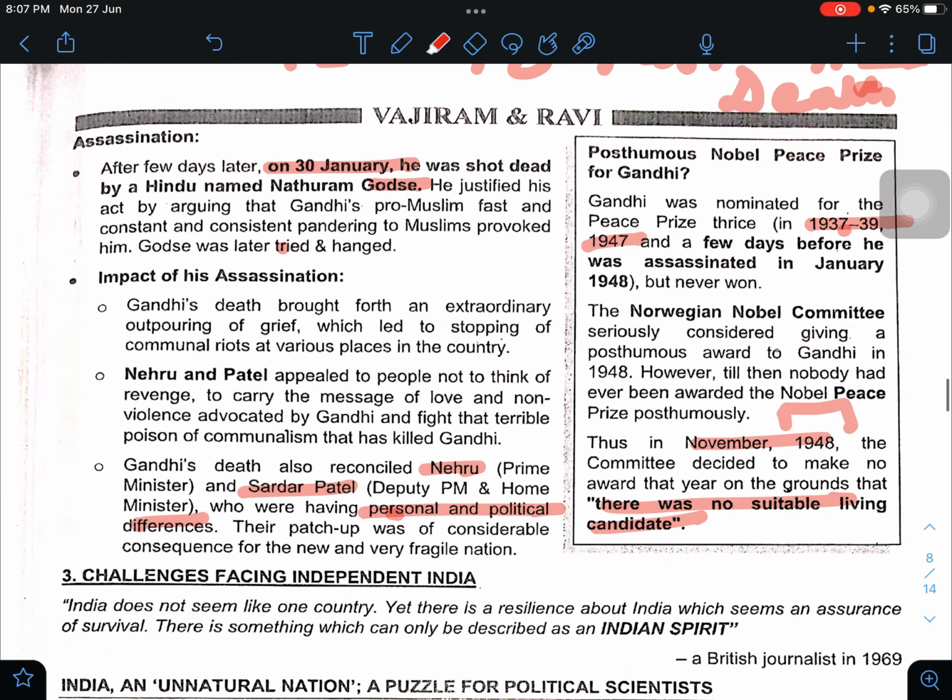Gandhi's death reconciled Nehru and Patel. Gandhi's death led to the stopping of communal riots because of the outpouring of grief. And Nehru and Patel appealed to the people not to think of revenge, to carry out the message of love and peace. So that's it. Thank you.